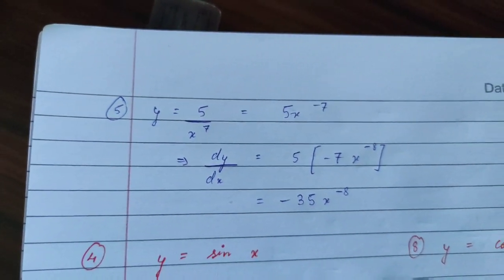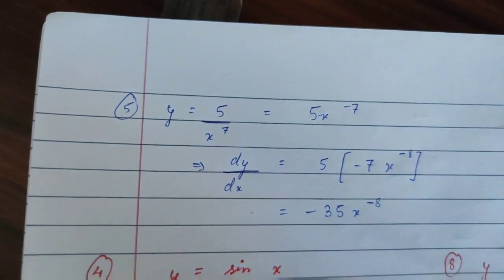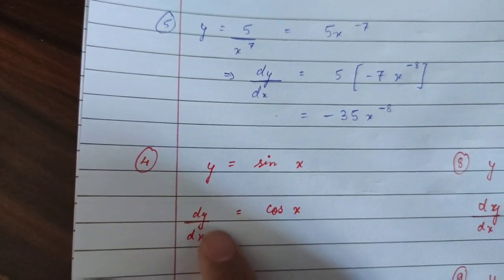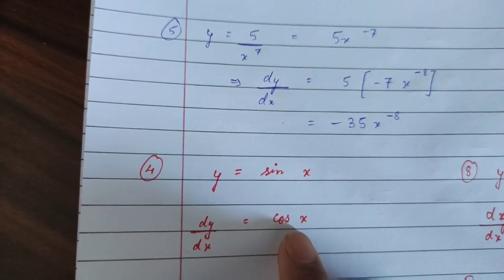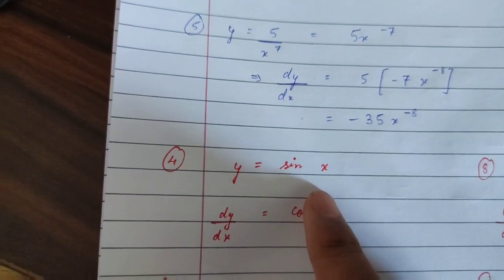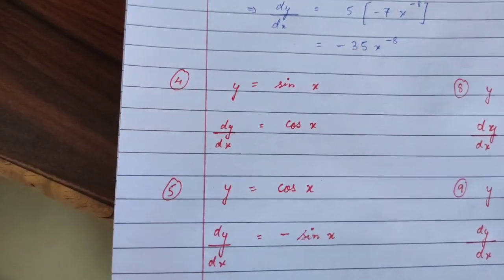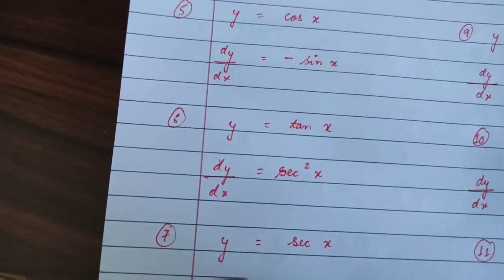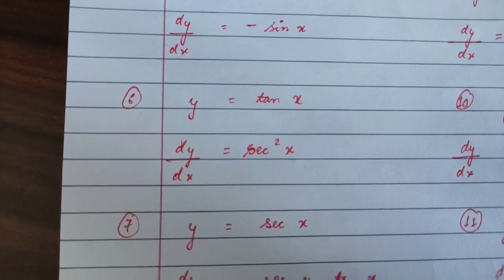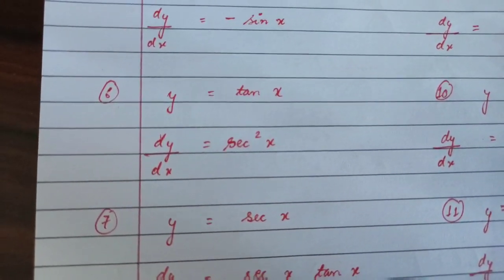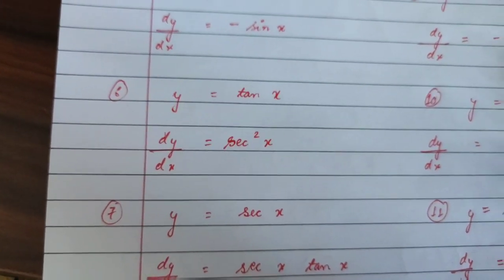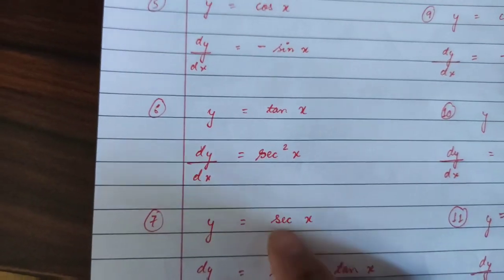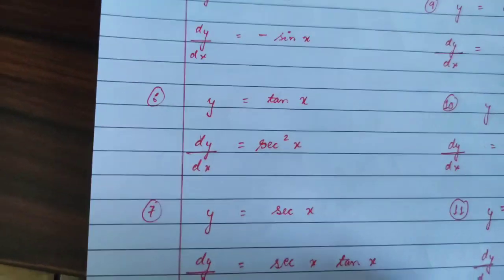Now, there are some general formulas which we are going to discuss. First, when y equals sin x, then dy upon dx is equal to cos x. We will have to memorize these formulas. Y equal to cos x, then dy upon dx is equal to minus sin x. Now, y equal to tan x, then dy upon dx equal to sec square x. Basically you can see there is a link between them, like in cos there is sin, and in sin there is cos, and similarly tan and sec, and cosec and cot we will see the relation.